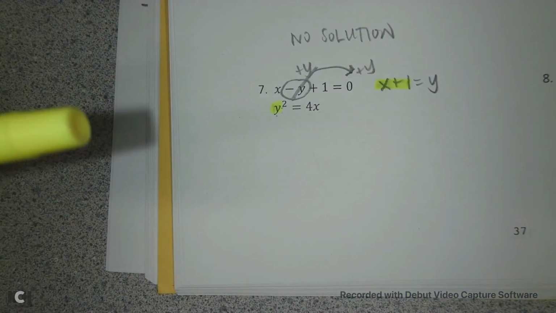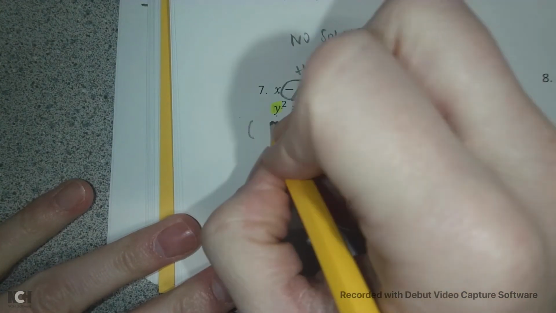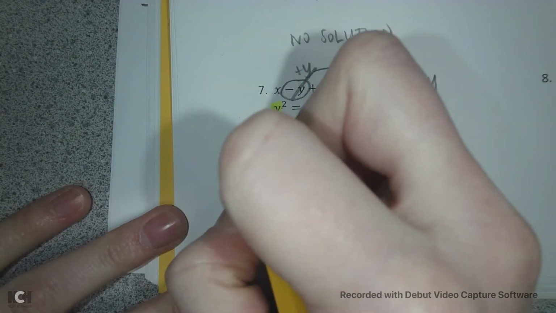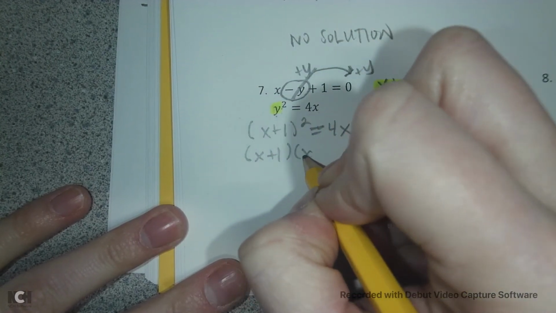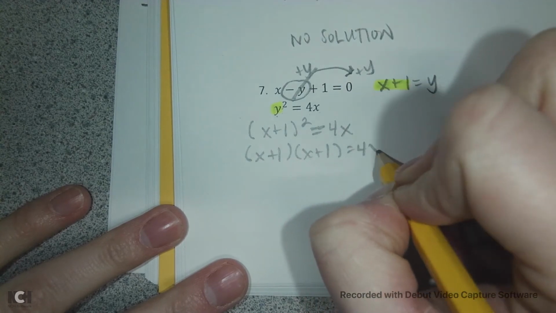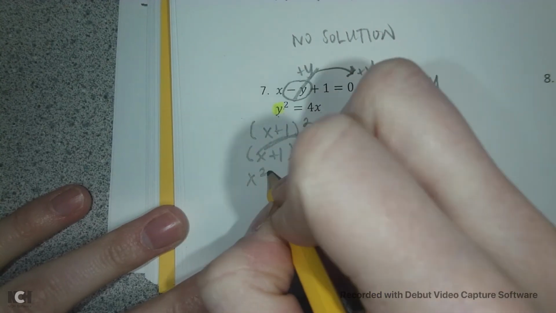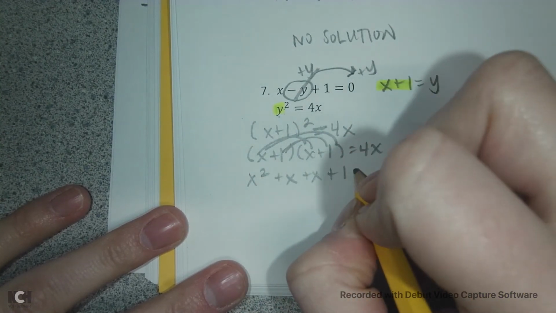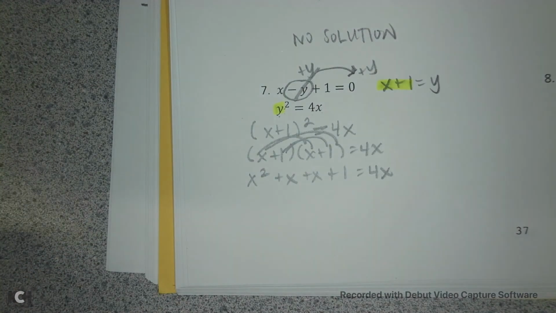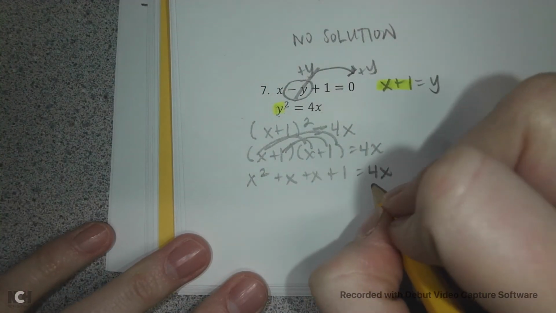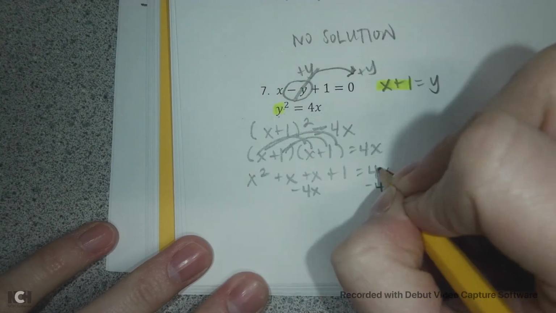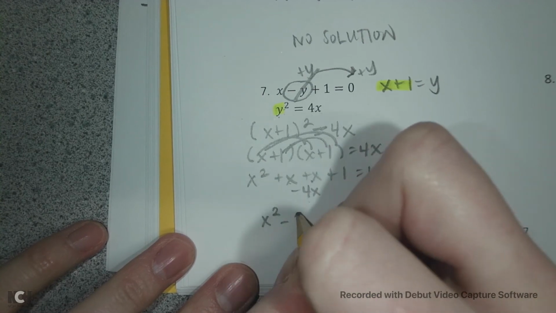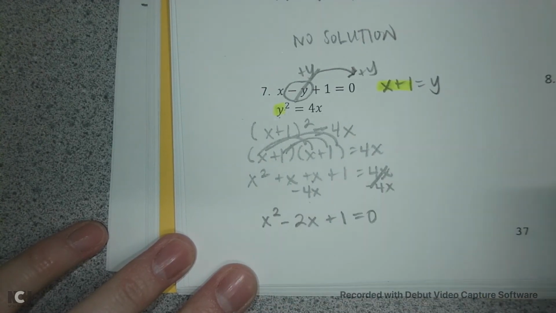And notice when we do that, we will have to fancy distribute. So we have x plus 1 squared equals 4x. Well, this really means x plus 1 times x plus 1 equals 4x. So I'm going to distribute that. So we have x squared plus x, and then distribute that, which is x plus 1 equals 4x. Okay, simplify, combine my like terms. Let's move this over. Okay, so we have x squared, we got 2x minus 4x is negative 2x, plus 1 is equal to 0.